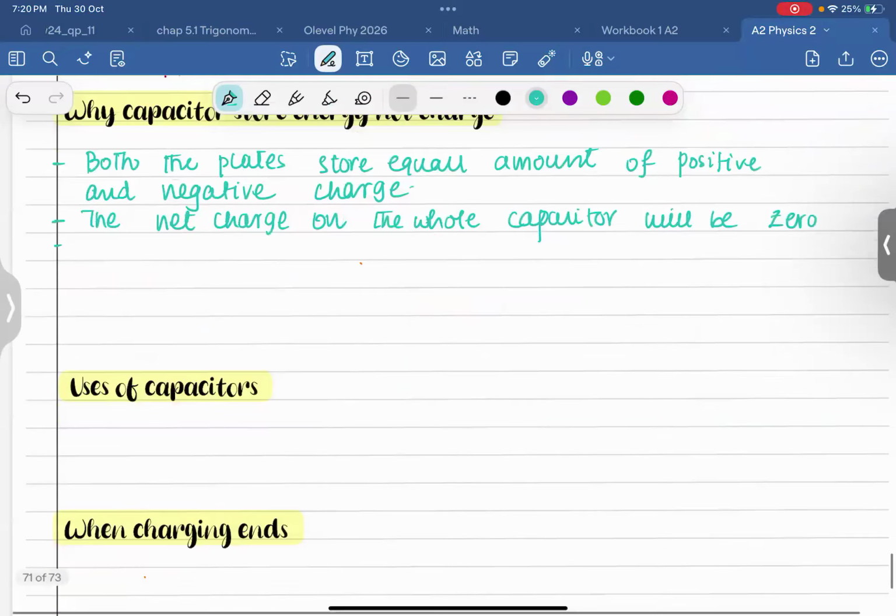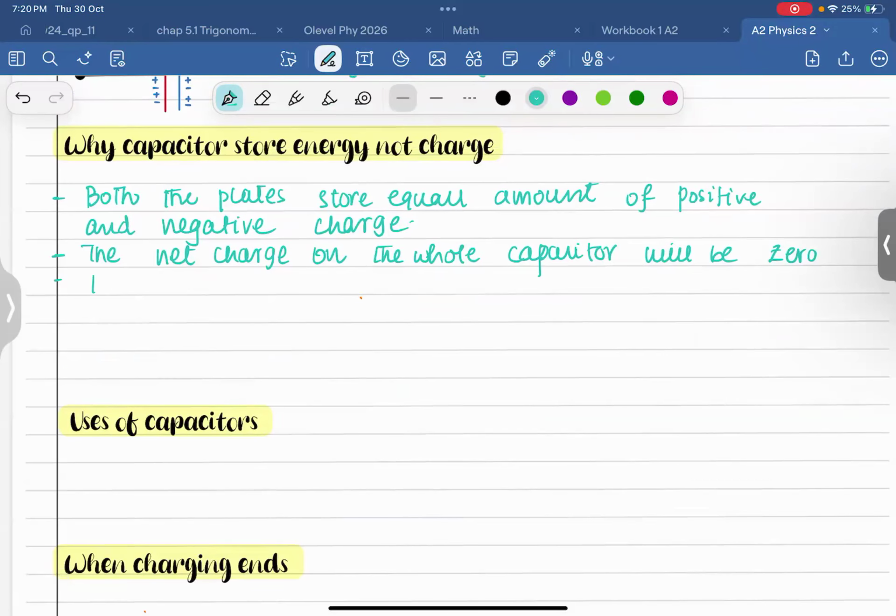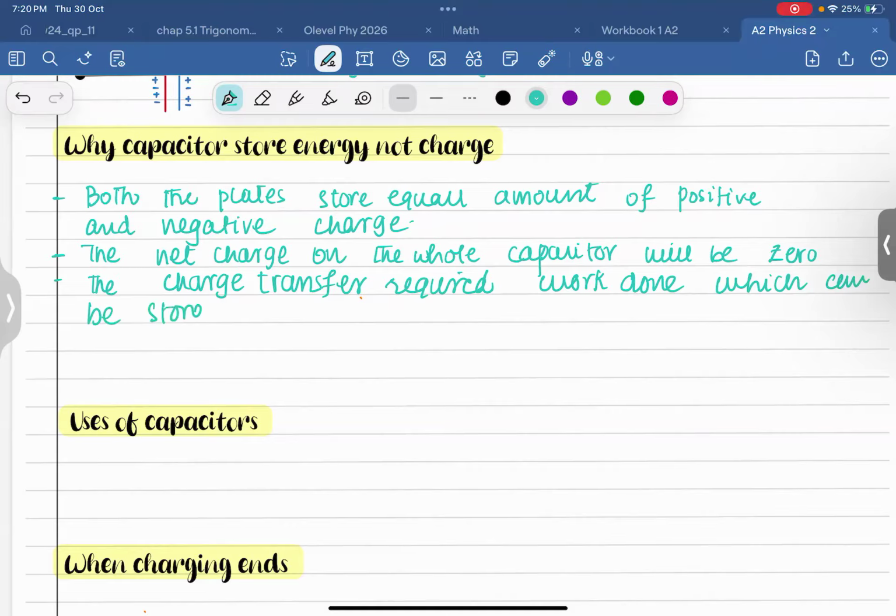We can say that the work required for the charge transfer, the work done, can be stored in the capacitor in the form of electric potential energy.